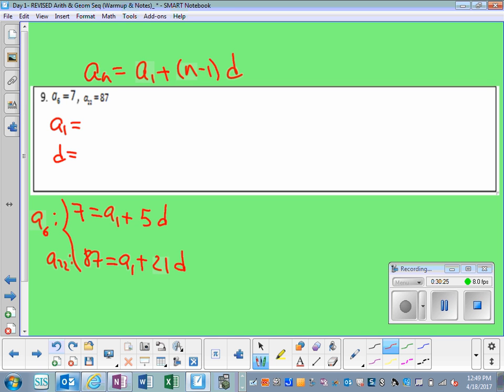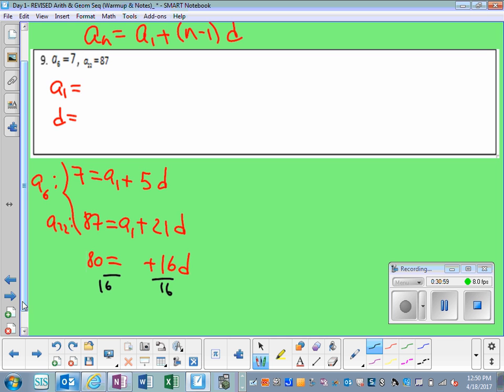Either substitution or elimination method. What's easier? Elimination. Let's do elimination. See how I can subtract one equation from the other? Yeah, I'll subtract the first from the second. So 87 minus 7 is 80 equals a1 minus a1 is 0 plus 21 minus 5 is 16d. So 16d equals 80. Divide by 16 on both sides gives me d equals 5. So now I know d. Halfway there. d is 5.